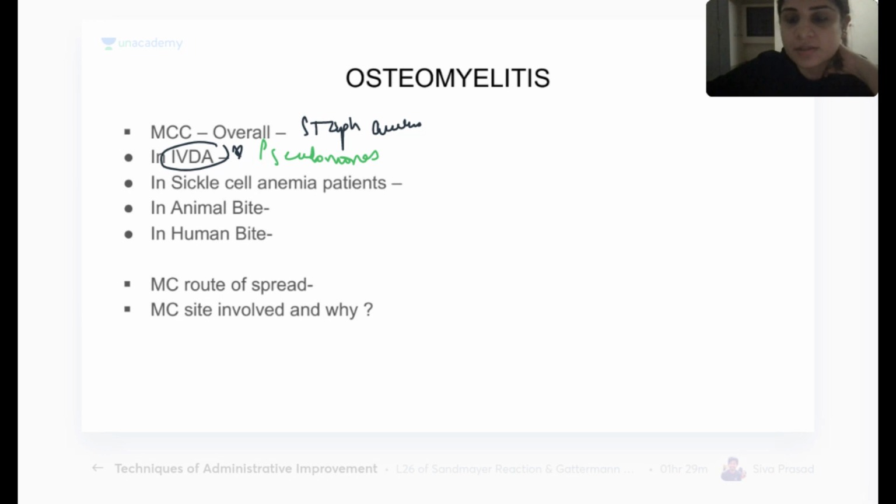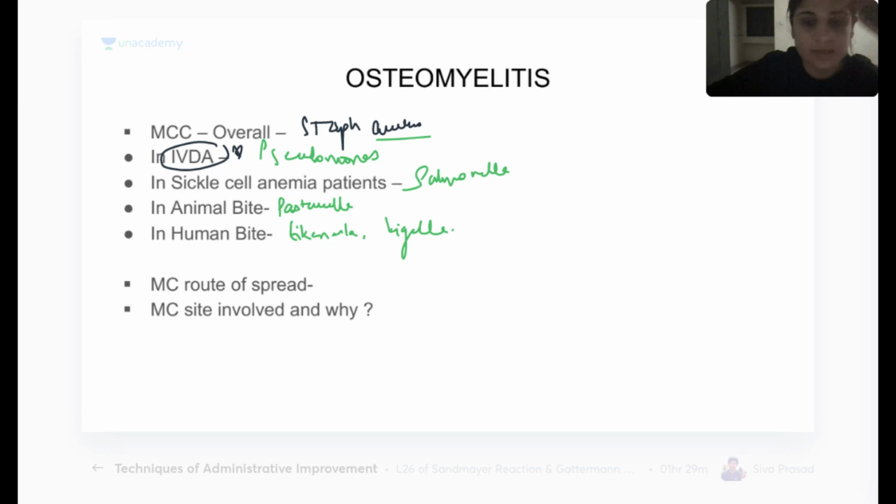In sickle cell anemia patients? No, not Staph epidermidis. Staph aureus is the one that is causing osteomyelitis in general. In sickle cell anemia patients, they get Salmonella osteomyelitis. In animal bite, these are very specific ones, Pasteurella, and in human bite, Eikenella corrodens. Okay, very good. What is the most common route of spread of infection in case of osteomyelitis? Hematogenous, yes, and it is the fastest.